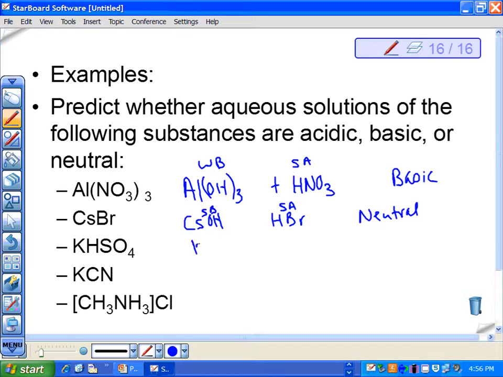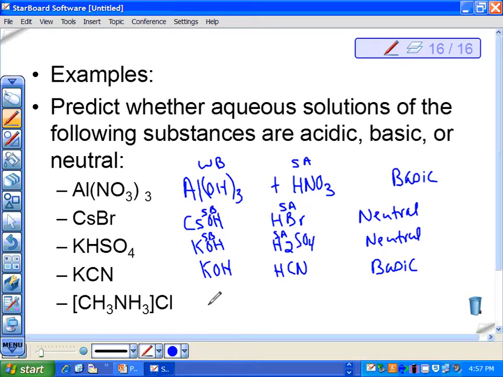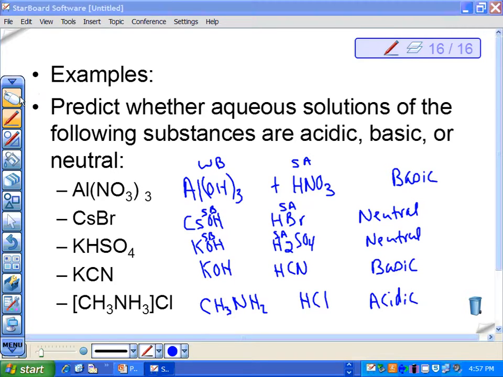This one's made from KOH and H2SO4. This is a strong acid, this is a strong base, so this one again would be neutral. This one's made from KOH, a strong base, and HCN, hydrocyanic acid, which is weak, so this one would be basic. See if you can figure this one out. This one's probably made from an amine, which is a base, and hydrochloric acid, so therefore this one would be acidic. Simple as that. That's not hard.